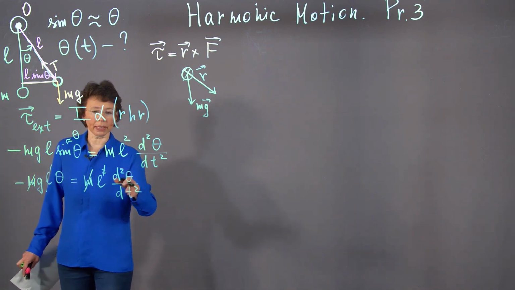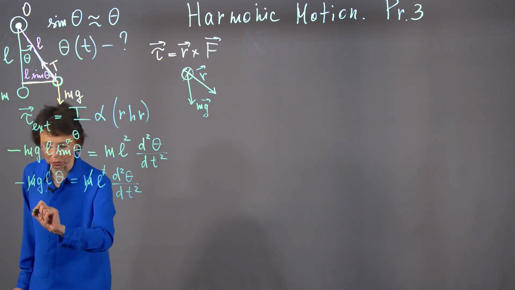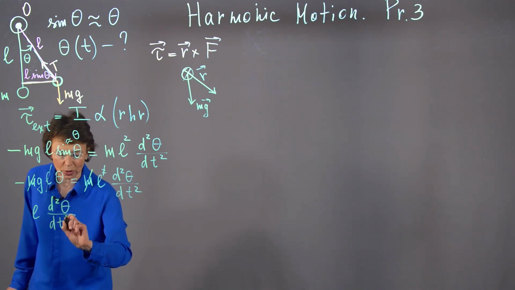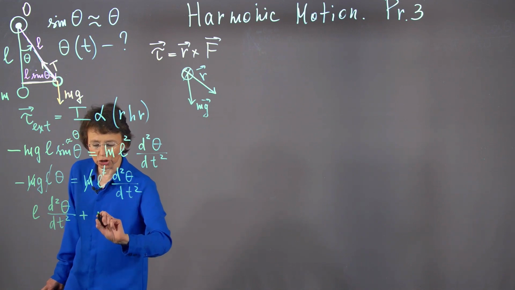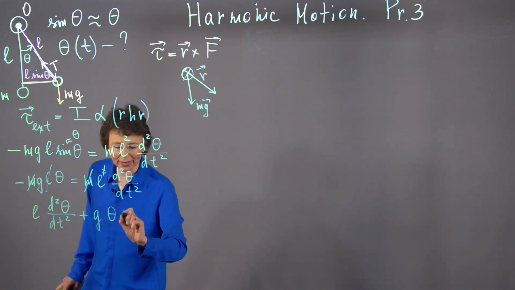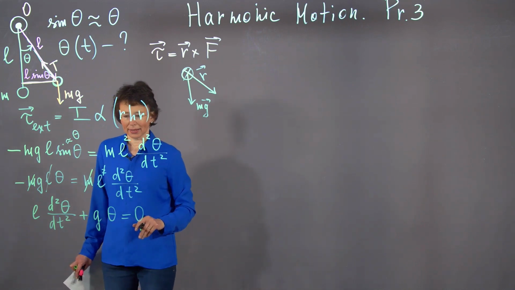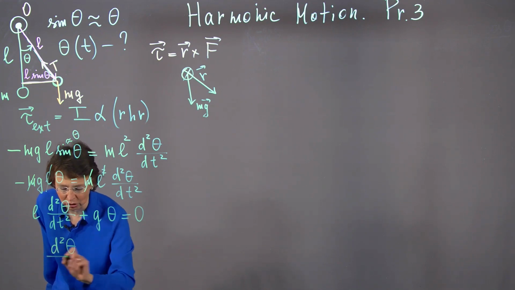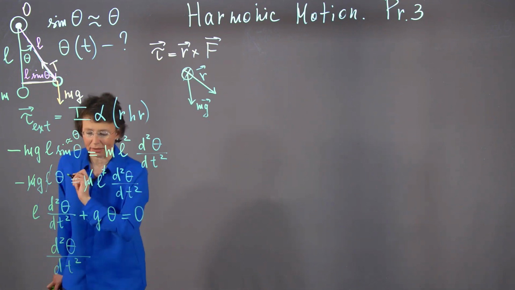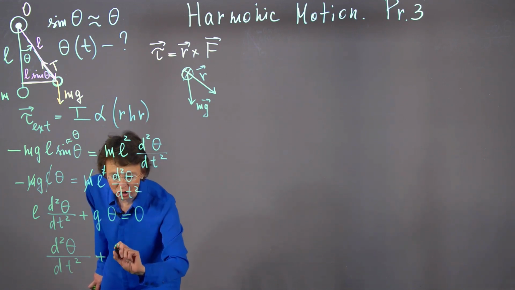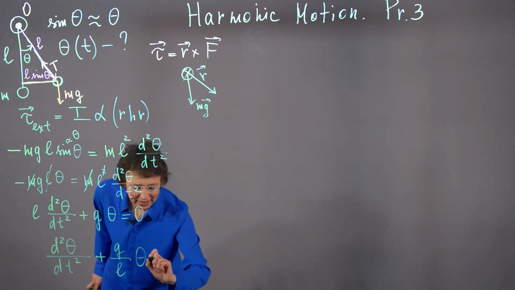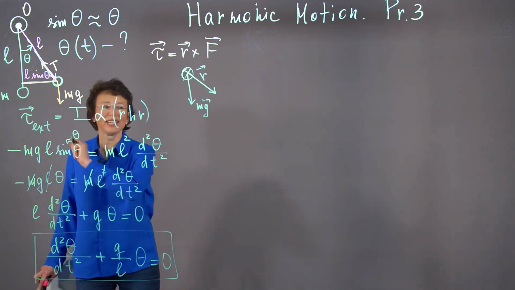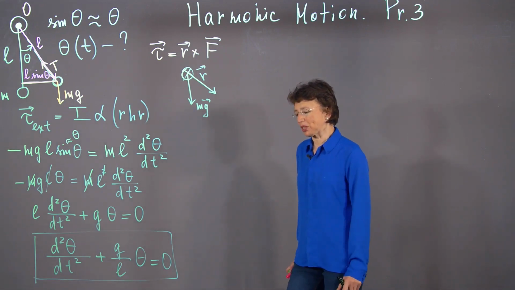And now I bring everything on one side of the equation. It will be L, and then it is d2 theta by dt squared plus g times theta, and this is equal to 0. Look at this. I divide by L, and what do we get? We get the equation of harmonic oscillator, d2 theta by dt squared plus g over L theta is equal to 0. Different problem. We even started with a different equation, and we derived the equation of harmonic oscillator.